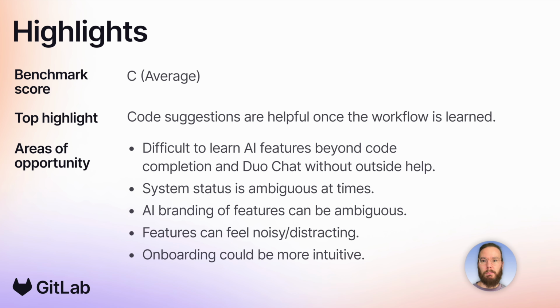Quick highlights: benchmark score of C, which is average. Some of the top highlights: code suggestions are definitely useful once you learn the workflow. However, there are some areas of improvement around things like system status, learning some of the more difficult AI features such as code generation, and sometimes it can feel a bit noisy and distracting.